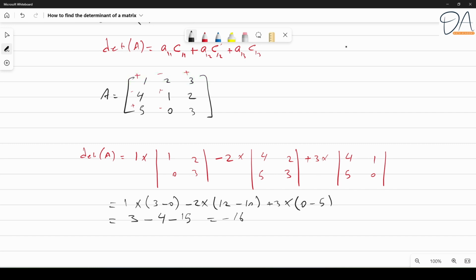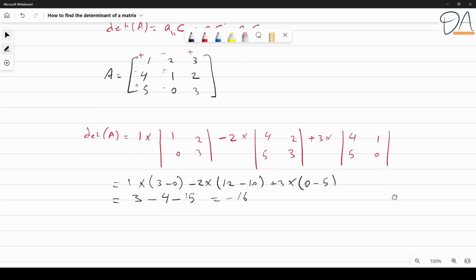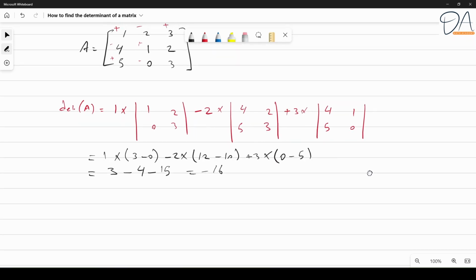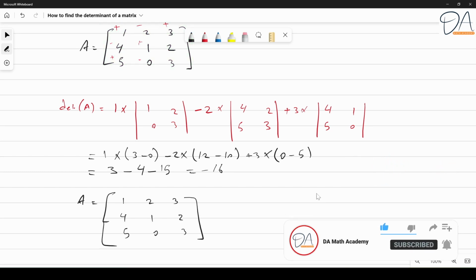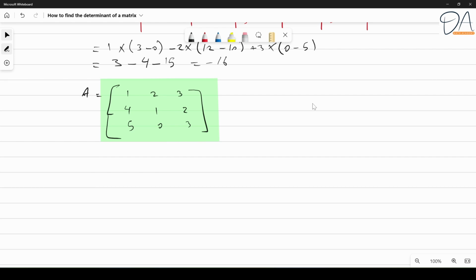Let me again do this using a column this time, just to show you that we can get the same thing. So first, let me rewrite this. So this is the same matrix that we have above. Now let's say I want to use the second column.